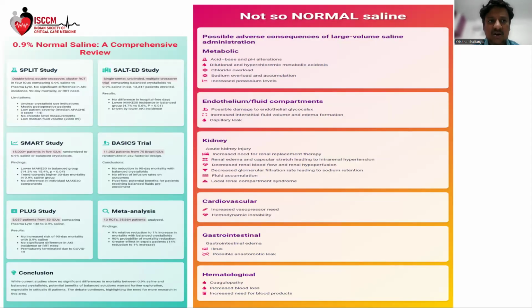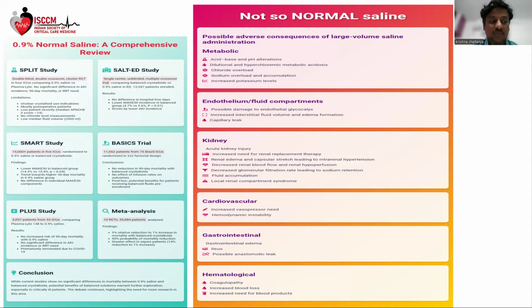Coming to normal saline, a comprehensive review: there are various studies comparing balanced saline solutions with normal saline, such as the SPLIT study, SALT-ED study, SMART study, BaSICS, plus a meta-analysis. There is no significant difference in mortality comparing normal saline and balanced saline.